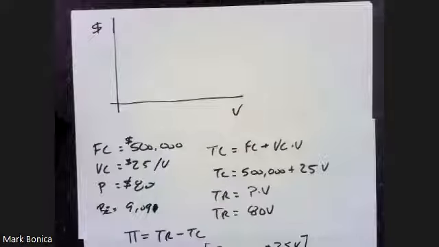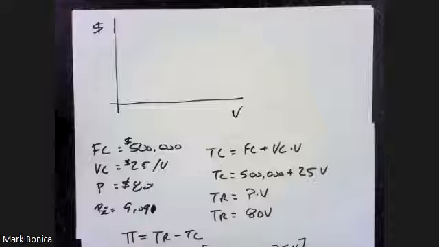So you're going to draw the cost volume profit analysis, which is this graph. We're going to start by drawing what? Fixed cost first. All right, so put your fixed costs on. Then you're going to add your total cost curve, which has a slope equal to the variable cost per unit, right? Then you're going to add your total revenue curve.